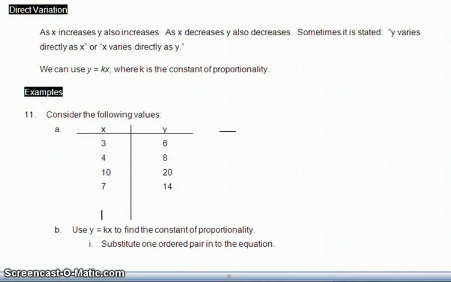Hi and welcome back. This video segment is going to be discussing direct and inverse variation. First, we're going to talk about direct variation.